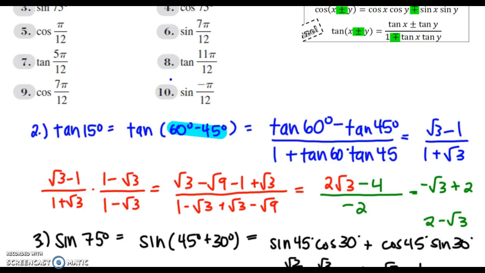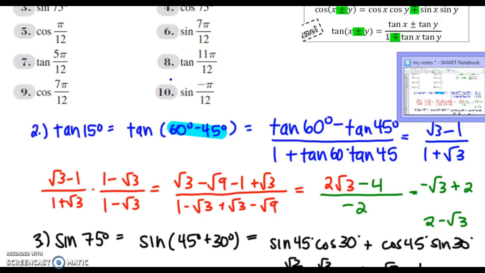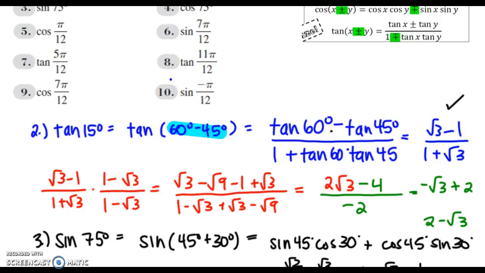That goes tangent of 60 minus tangent of 45 over 1 plus tangent of 60 times 45. Put in your values. The not so fun part about tangent is if you got to this step, this guy right here, yay for you, but you need to simplify it. So multiply by the conjugate, kind of simplify your work down.